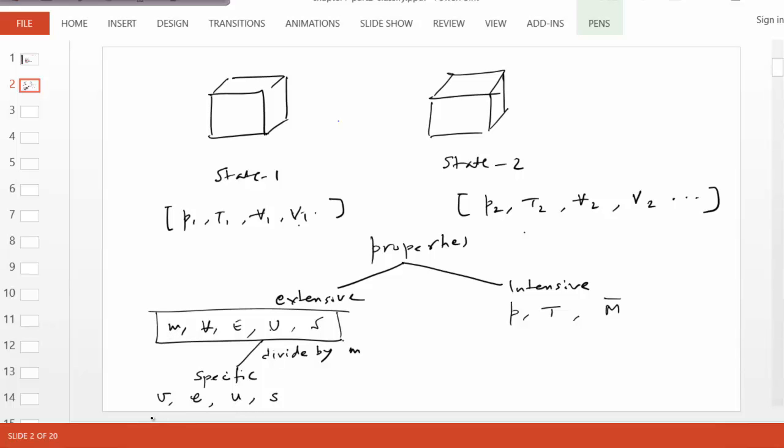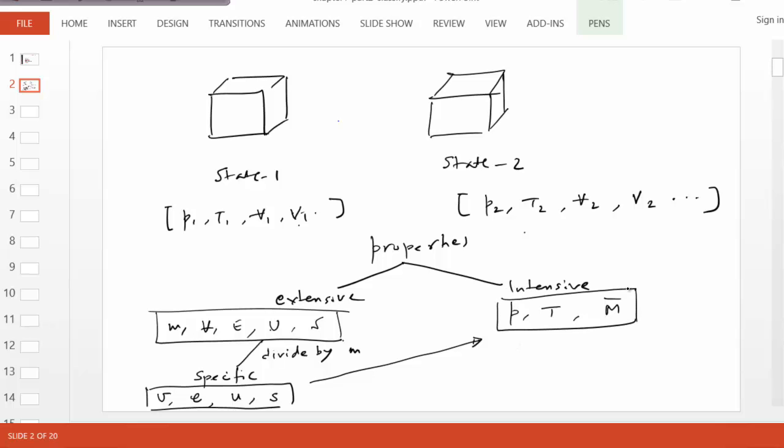Similarly, for specific properties as well as intensive properties, we try to use lowercase letters, but exceptions are temperature and molar mass. You'll also see that the specific properties are also intensive. Why? Because they are independent of mass now. So we can put an arrow here saying that all these properties are also intensive. So these are intensive, and the same goes for V, E, U, S in this particular example. They're also intensive now, except these are inherently intensive and these are intensive because we divided by mass.